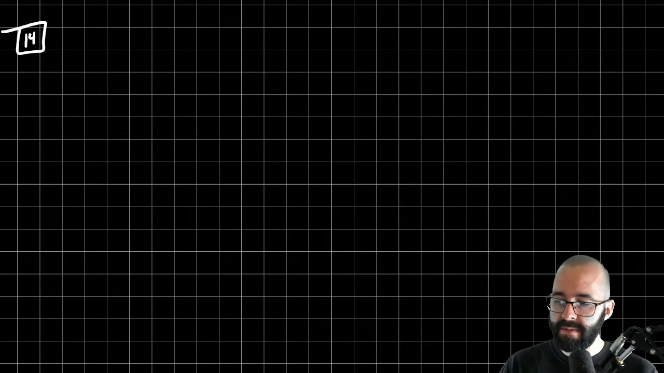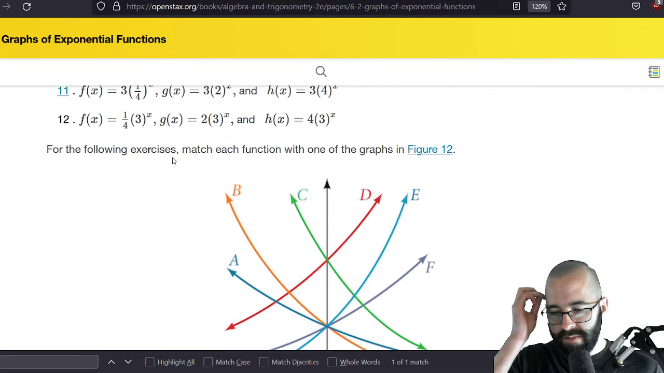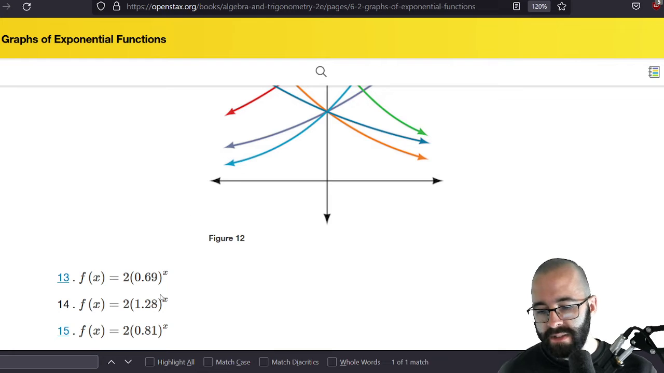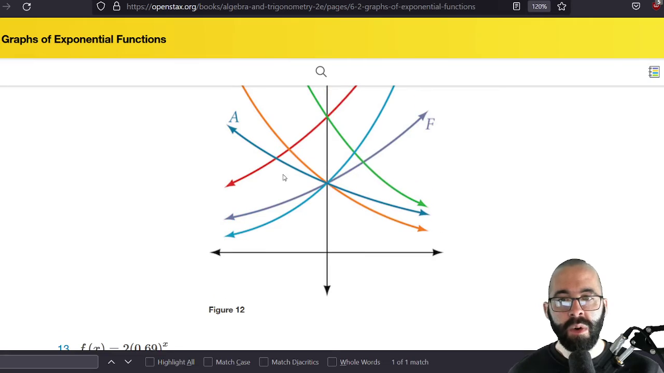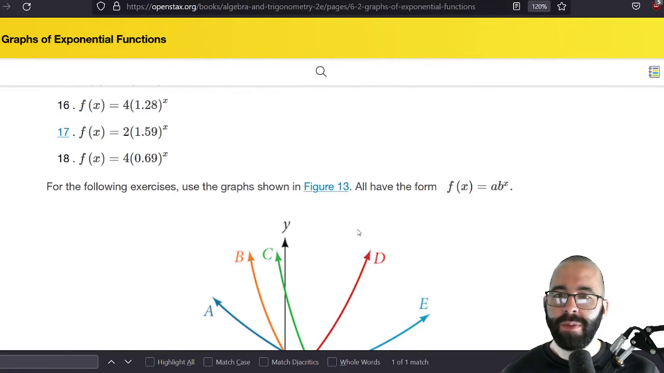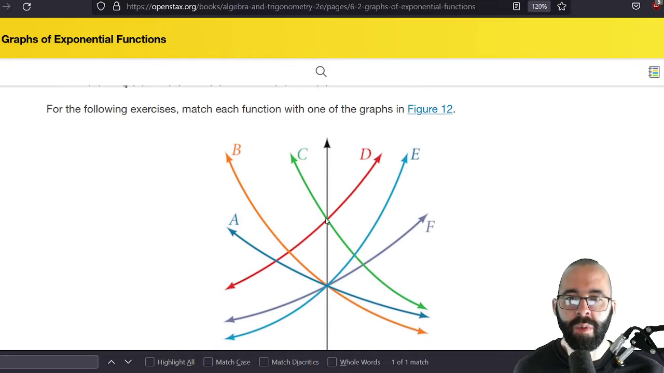214. Oh, these ones. Match each function with one of the graphs. Specifically 2 times 1.28 to the x. So again, the y-intercept is 2. Some of the y-intercepts are 4, so we know we have to be looking at one of these lower ones.